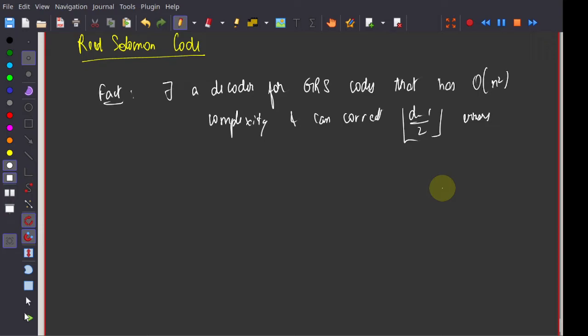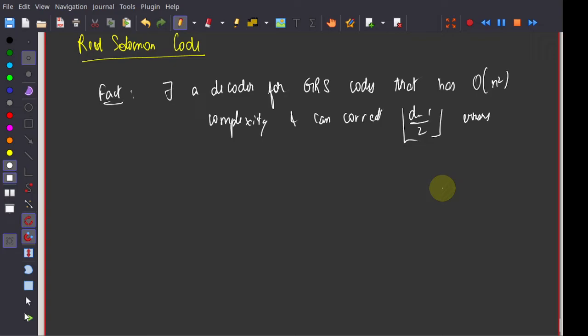Okay. The question is, can this be used to design a more practical code? So the problem with this is that you can only construct it over large field size. So if you want codes of very, very large block lengths, then obviously you can't use a Reed-Solomon code because you have to use a very large field size. Right? So then what do we do?